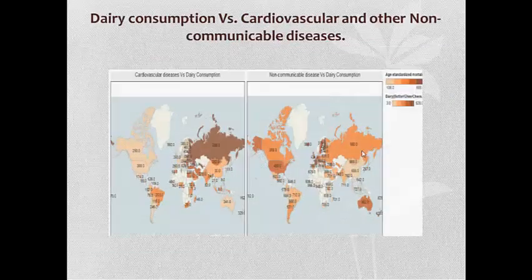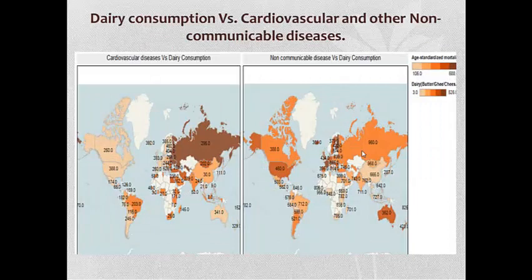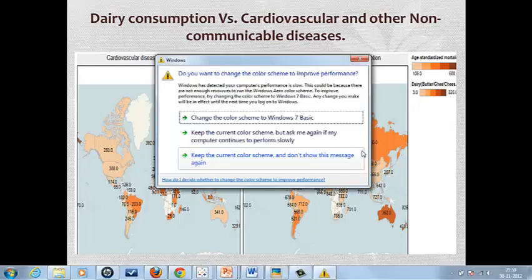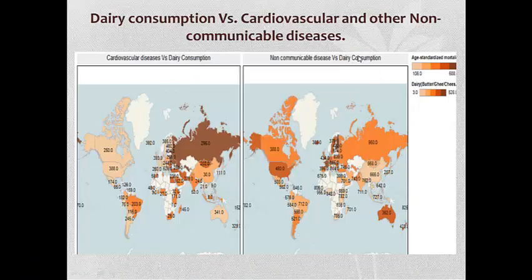Now we get into the analysis of cardiovascular diseases and non-communicable diseases with respect to dairy consumption. From the result, we can notice that there is literally no or sometimes a negative relationship between these attributes, which is quite noticeable.